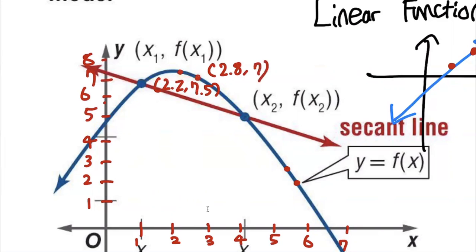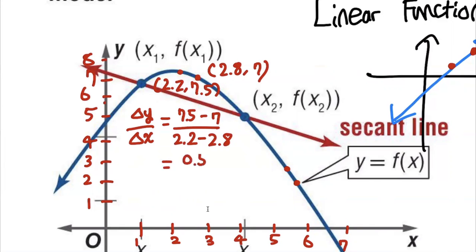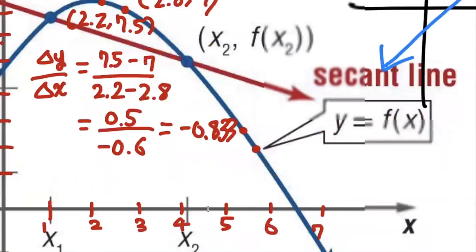So the rate of change here is change in y over change in x. So it would be 7.5 subtracted by 7 over 2.2 subtracted by 2.8, right? So this is 0.5 over minus 0.6, okay? If you put that on a calculator real quick, I'm just doing this so that you can understand the concept, it's negative 0.8333, like ongoing, okay?